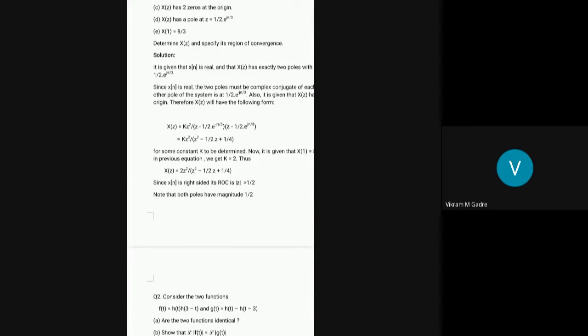Very good, because this 1/2 e^(jπ/3) and its complex conjugate both have magnitude half. That is true. Very nicely framed. In fact, this tests many properties of the Z transform at once. Very nice. Thank you, sir.